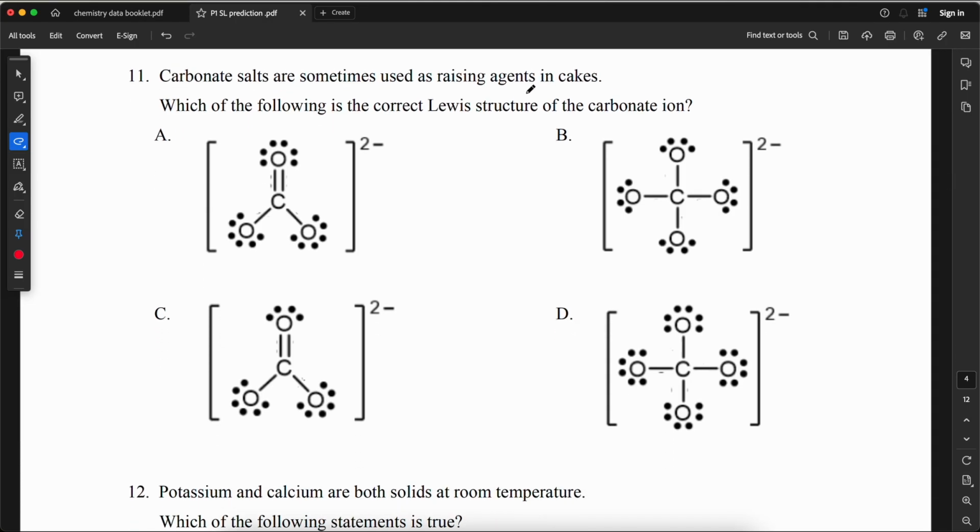Carbonate salts are sometimes used as raising agents in cakes. Which of the following is the correct Lewis structure of the carbonate ion, CO3 2-? We've got only 3 O, so this one is incorrect. And A and B are the same, so the answer is either A or C.